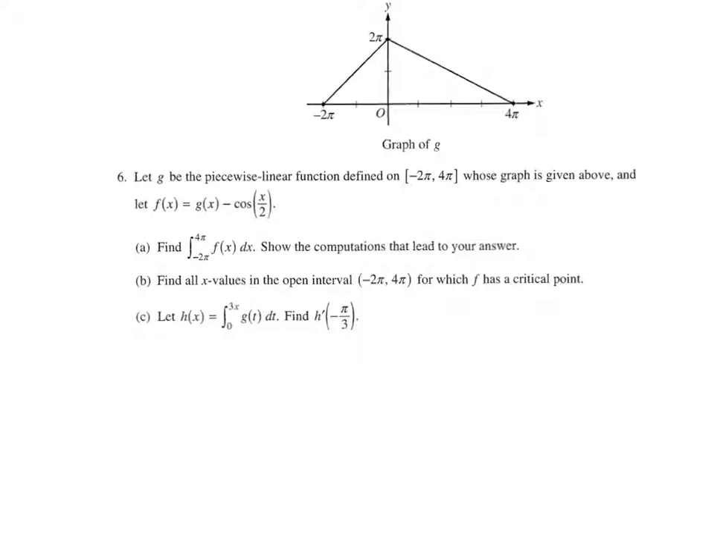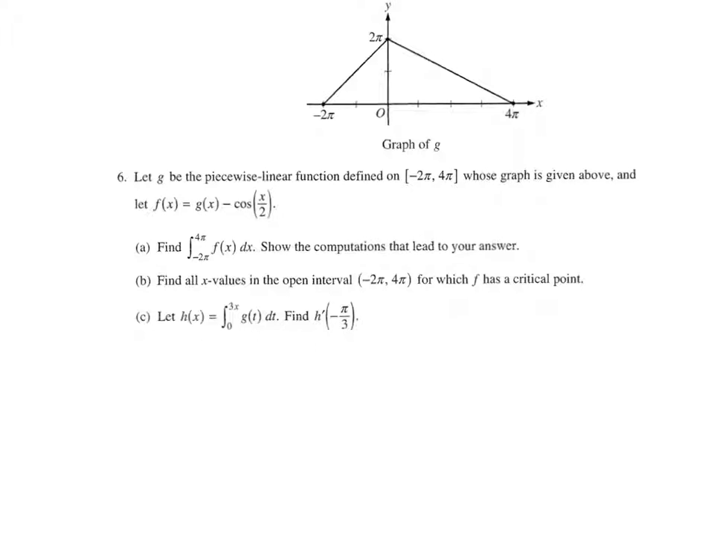The other thing you have to keep in mind is that you have to identify where the derivative of f, which is g prime of x minus the derivative of cosine of x over 2, is also going to be equal to 0. So you'll have to do some calculations there to determine when that's equal to 0.